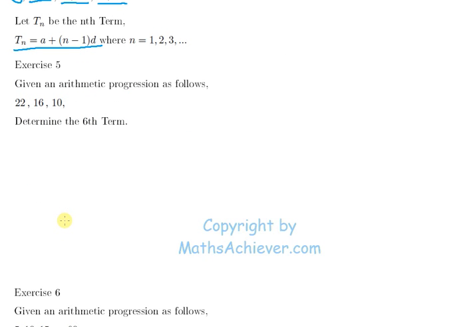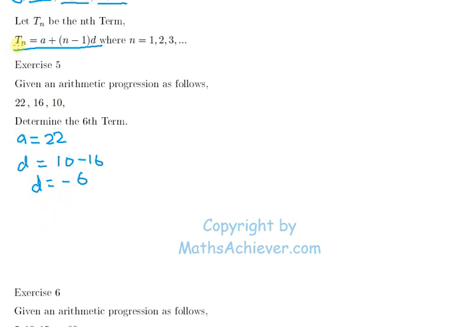Let's take a look at an exercise. Given an arithmetic progression as follows: 22, 16, 10. Determine the sixth term. Using this formula, we can determine the sixth term. Now, first what we'll do is indicate those items which are already given. The first term A is 22. D equals the difference between the two consecutive numbers, so we can take 10 minus 16, which is going to yield minus 6. So this is D.